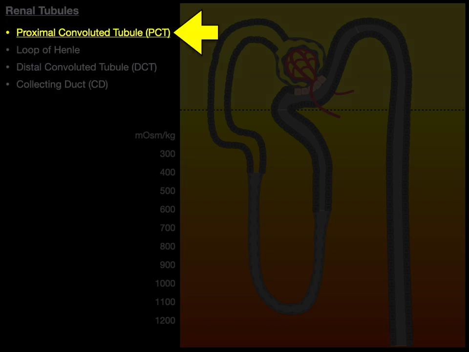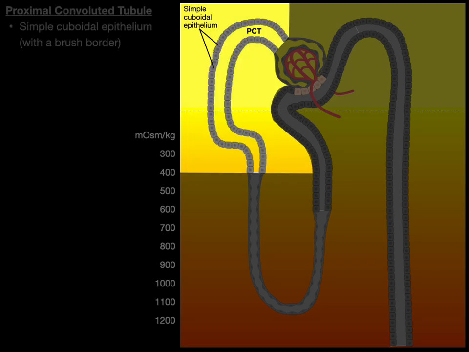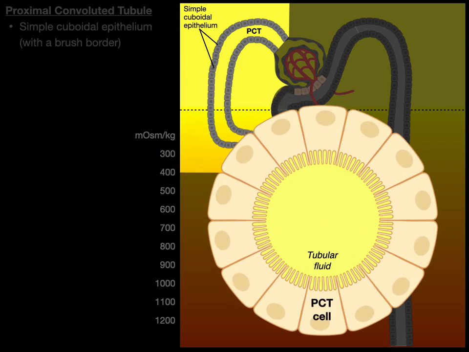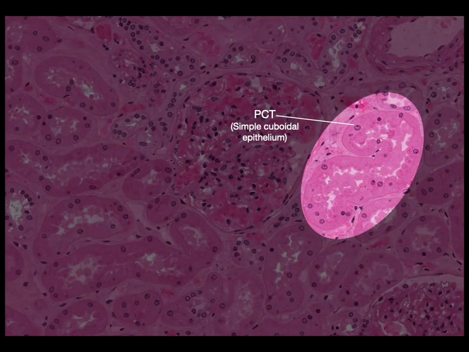So let's start with the proximal tubule. It's lined with simple cuboidal epithelium with a brush border. And what that means is, if we look at the simple cuboidal epithelium in cross section, there's a proximal tubule cell, and there's this brush border that significantly increases the surface area for reabsorption. So when you look in an H&E stain, there is a proximal tubule cell showing simple cuboidal epithelium. And all of that fuzziness in the lumen is what happens with the brush border when you stain and take a section.